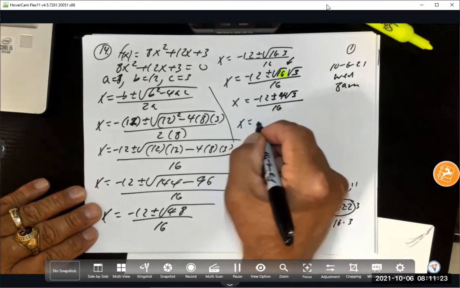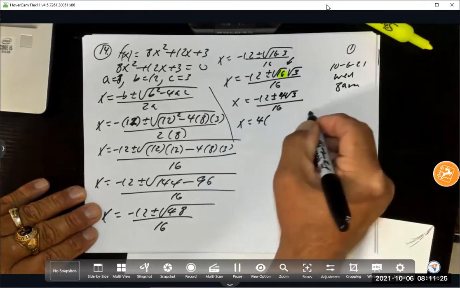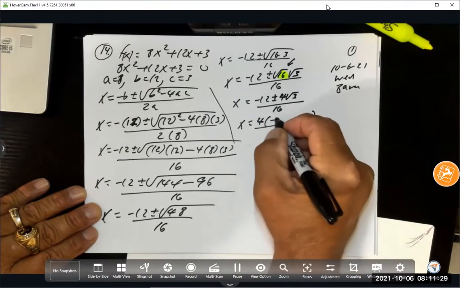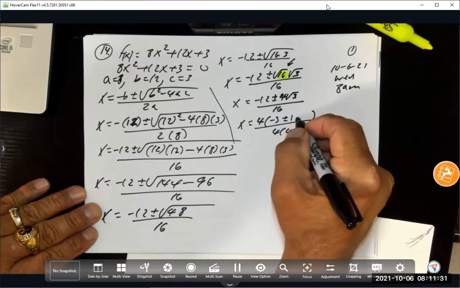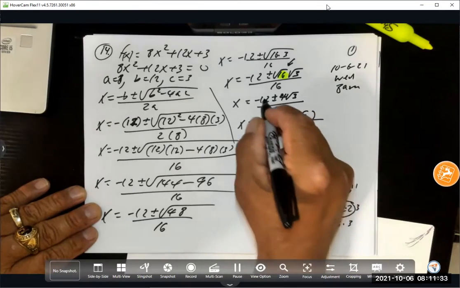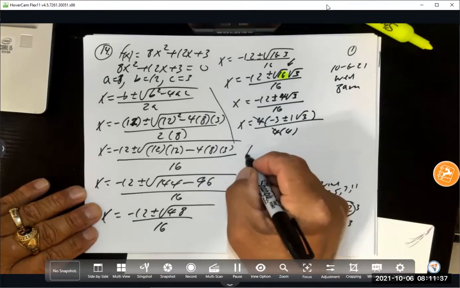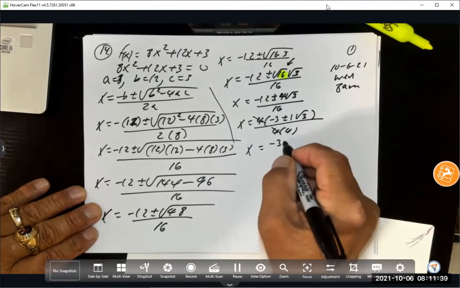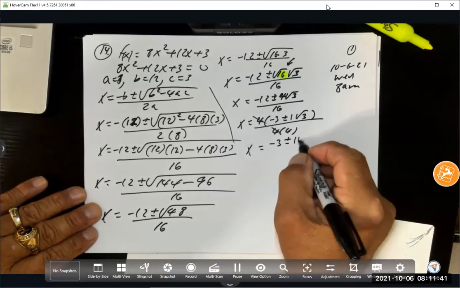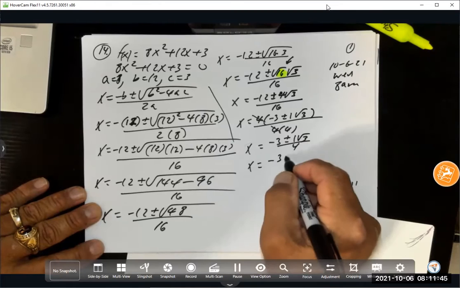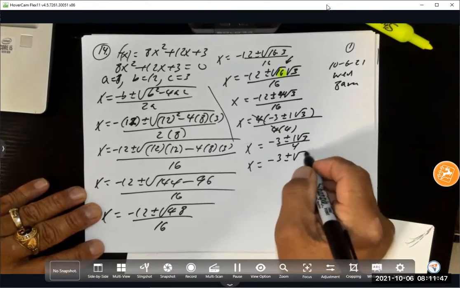The last thing I did, I took out the 4 from the top and the 4 from the bottom. So 4 times negative 3 plus or minus 1 square root of 3, because 4 times 3 is 12, 4 times 1 is 4, and then I said outsides are gone. So then you have negative 3 plus or minus 1 square root of 3 over 4. And go ahead and write it this way. You don't need the 1 in there.